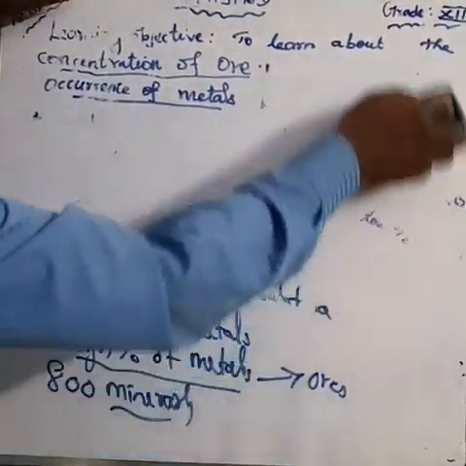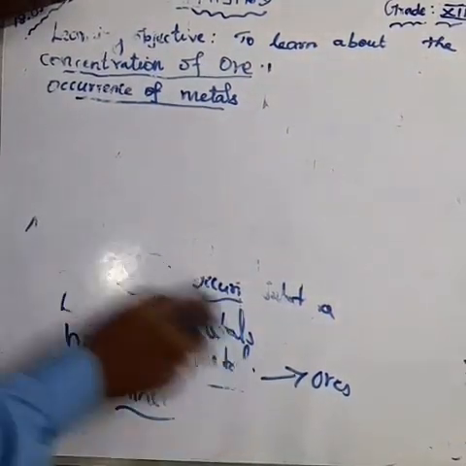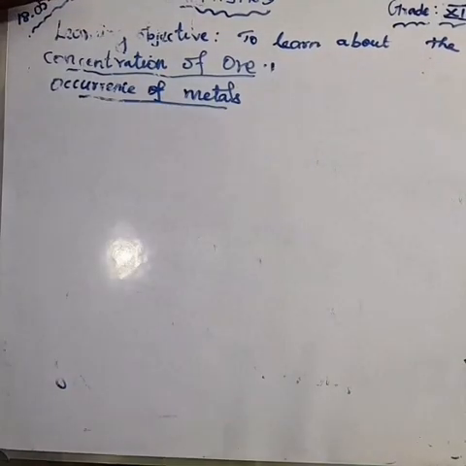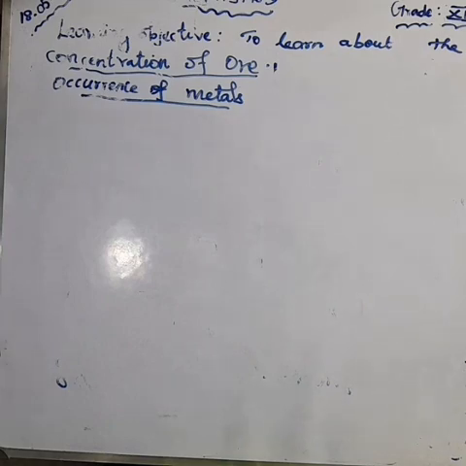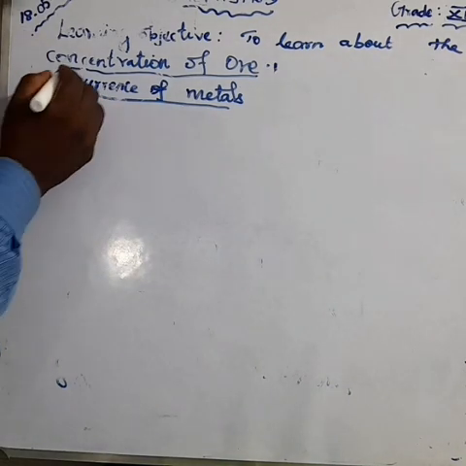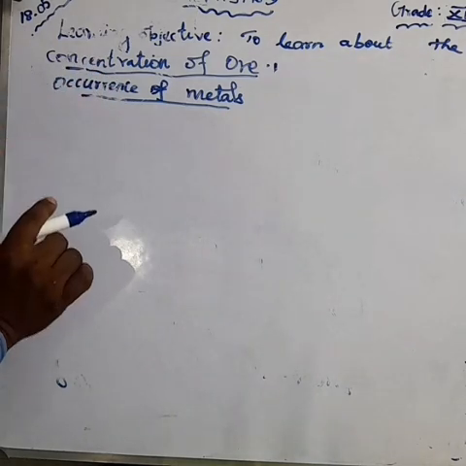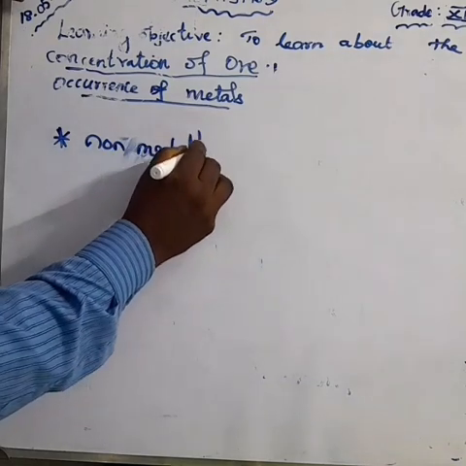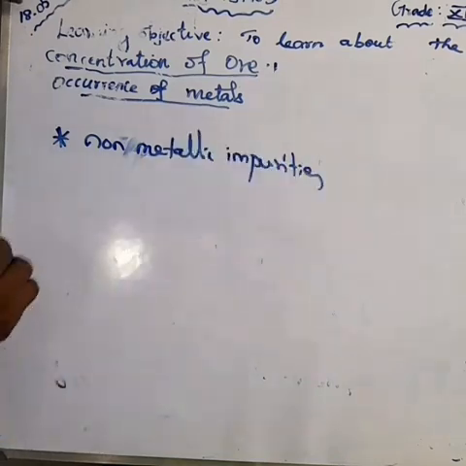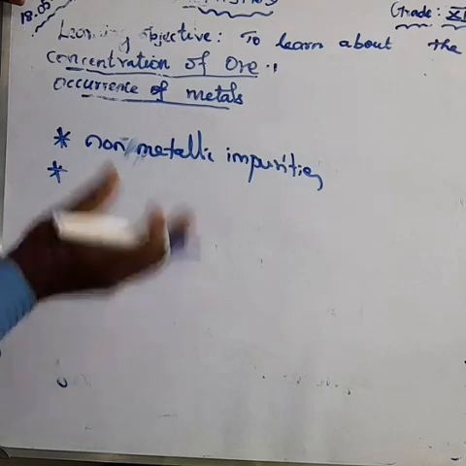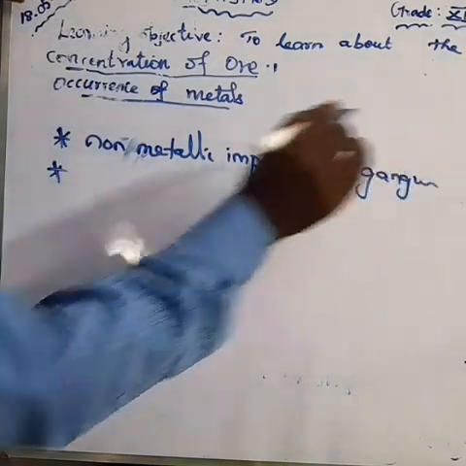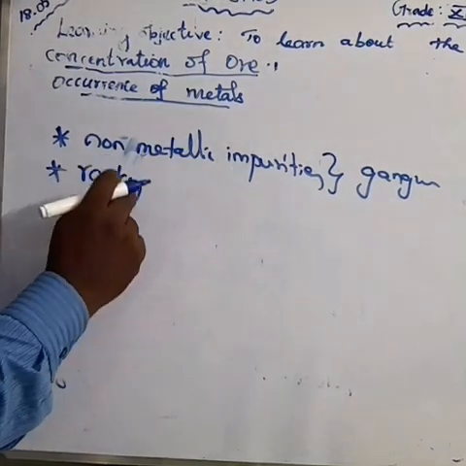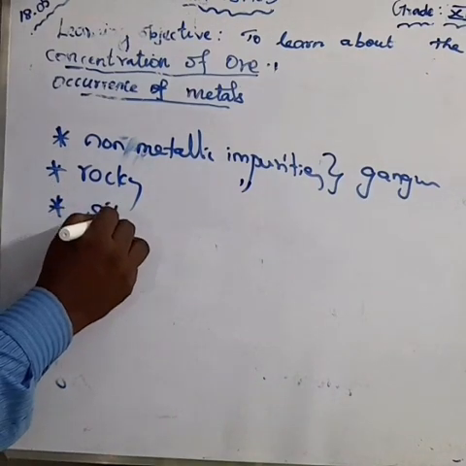Next, about concentration. Today our learning objective is the concentration of the ore. Listen all of you. Concentration of the ore means first we have to remove the impurities from the ore. The ore is associated with non-metallic impurities, that is rocky impurities and siliceous matter, meaning sand waste, which are collectively known as gangue. Gangue means impurity.